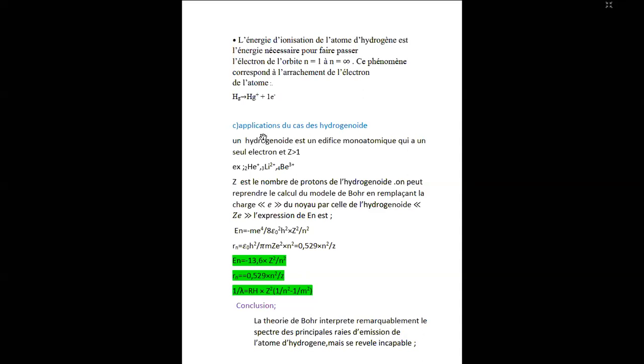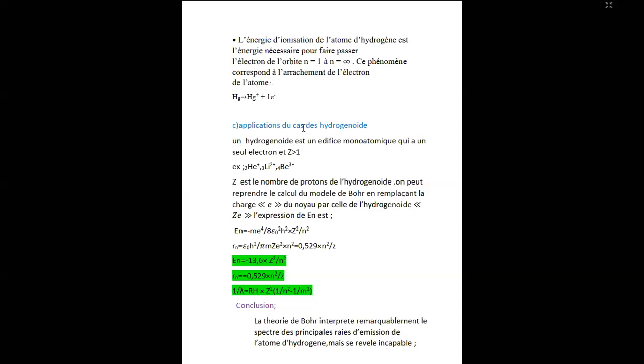Now we're going to go to the application to hydrogenoids. One of you asked me a question: does this formula only apply for hydrogen or atoms which have one electron? I said yes, it only applies to atoms which have one electron, and that would always be the answer. But now we're going to look at how you can use the same formula, which applies when you only have one electron, to calculate energy for other atoms.